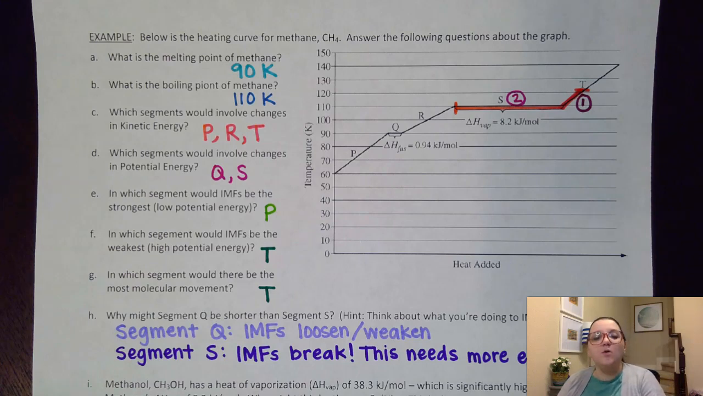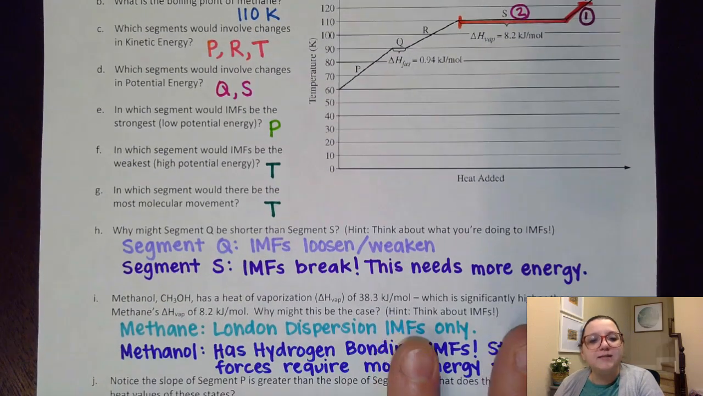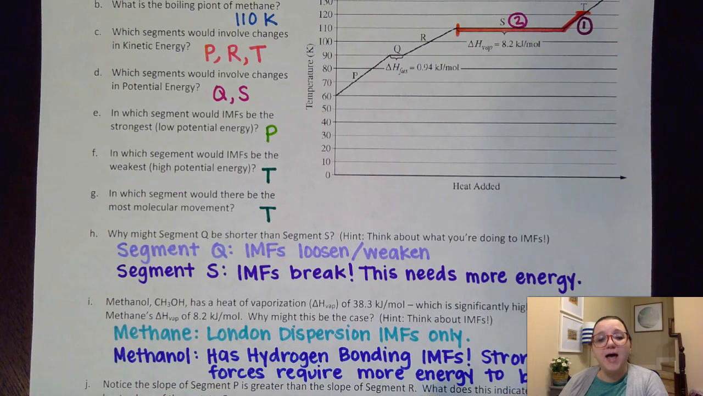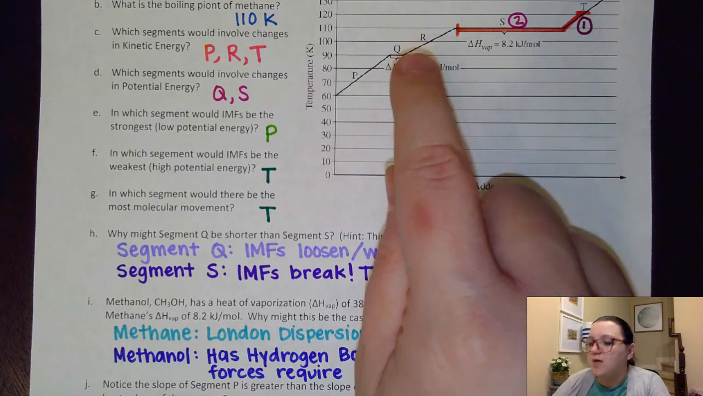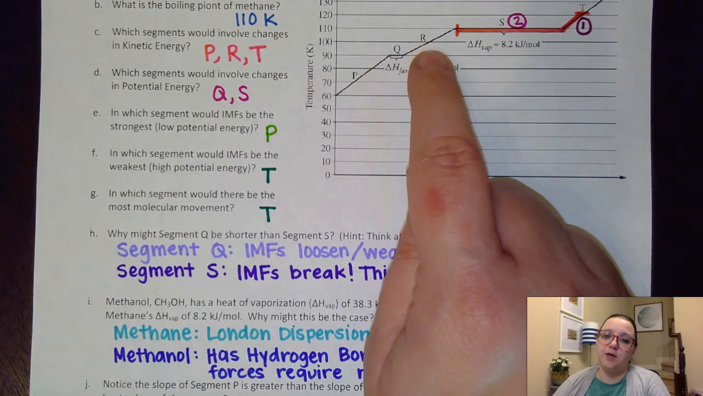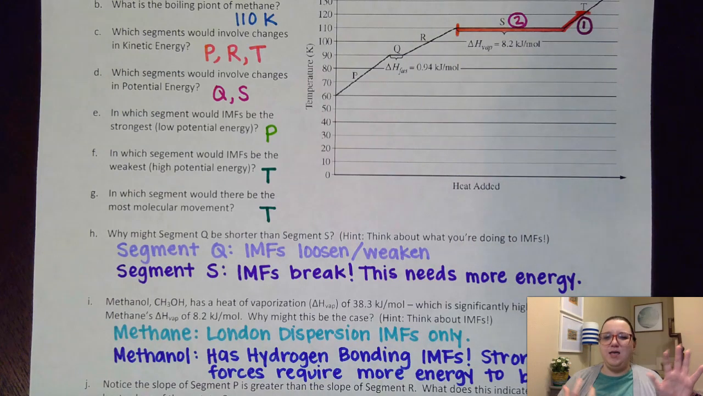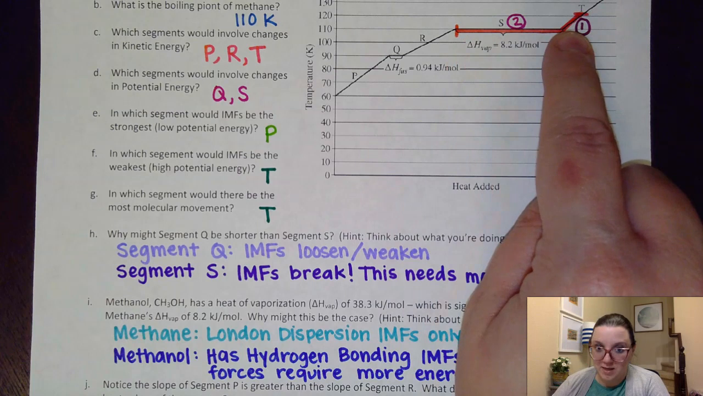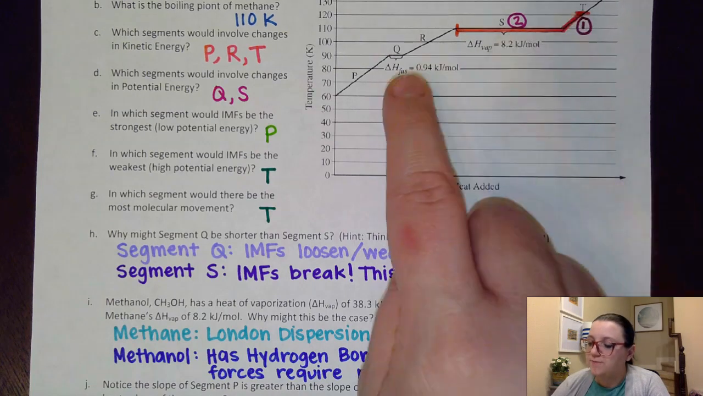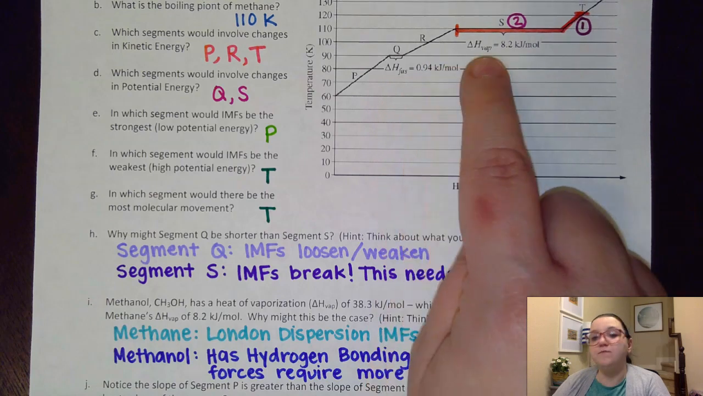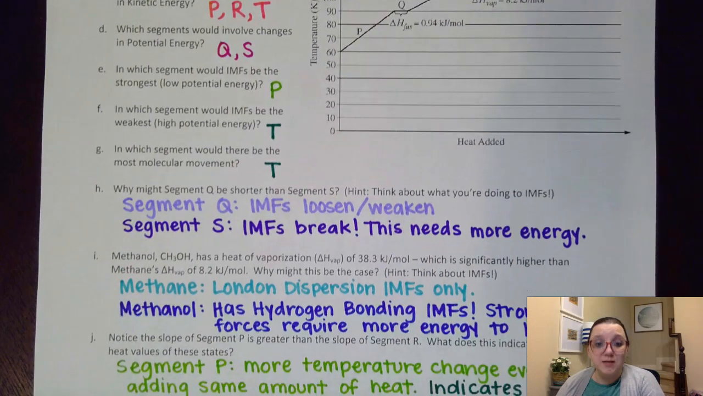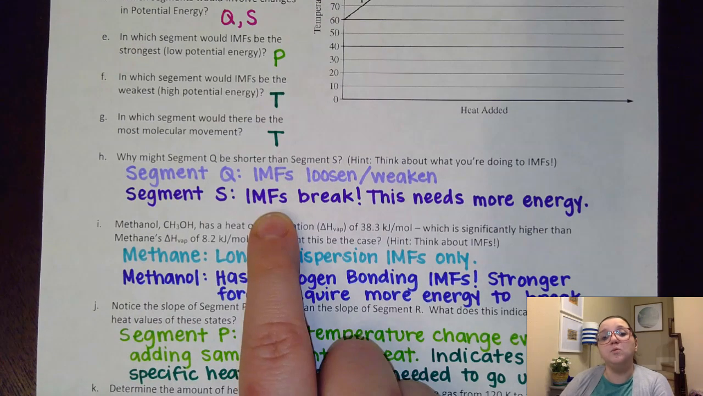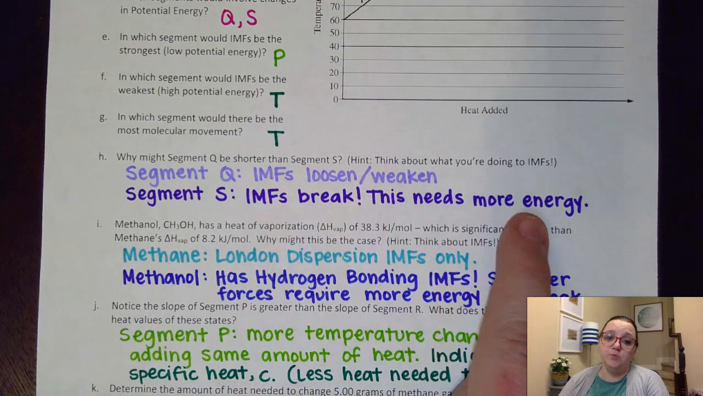All right, so now on question H, it asks why might segment Q be shorter than segment S? And it gave you a hint here. It said, hey, think about what you're trying to do to IMFs. Well, if I think about Q, I'm trying to go between a solid and a liquid there. So I'm trying to weaken IMFs, but I'm not totally breaking them yet. But in segment S, I am definitely breaking them at that point. And so you notice my heat of fusion is much smaller than my heat of vaporization. And that is very common in substances because when those IMFs totally break, that would need more energy to occur.